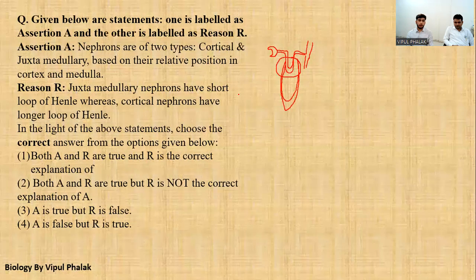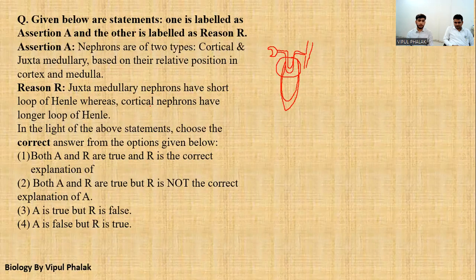For reason they have given juxtamedullary nephrons have short loops of Henle, whereas cortical nephrons have longer loops. This statement is incorrect. As the shorter the loop of Henle, it is cortical nephron, and longer Henle's loop is from juxtamedullary. And assertion is correct. Therefore, assertion is true, but reason is false.